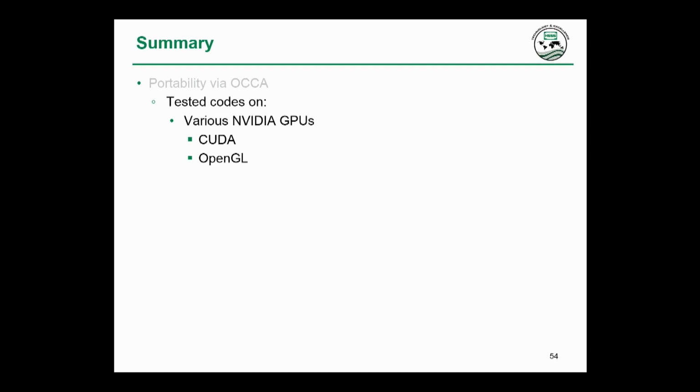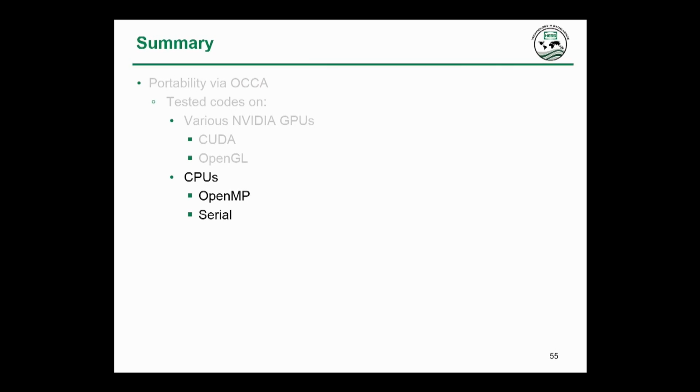And to summarize, we were able to get portability using Alpaka, and we were able to test various NVIDIA GPUs and see the performance. We tested CUDA versus OpenCL. It would be better to see other hardware, but it would be nice to have an understanding, if you went to other hardware, of what caveats you may have moving to the OpenCL part.